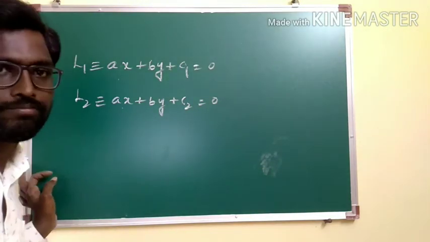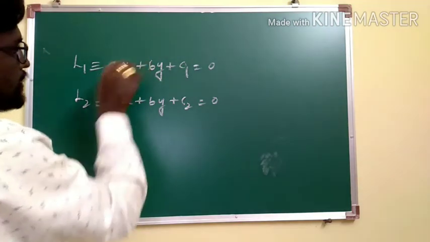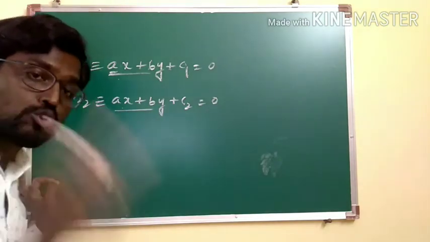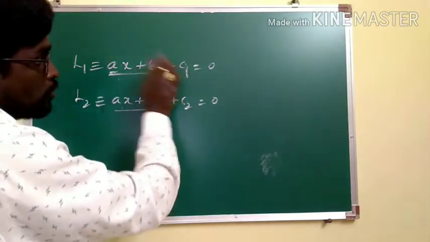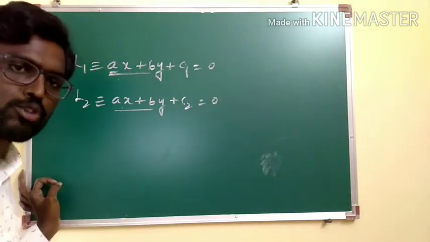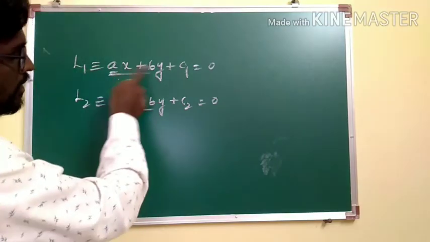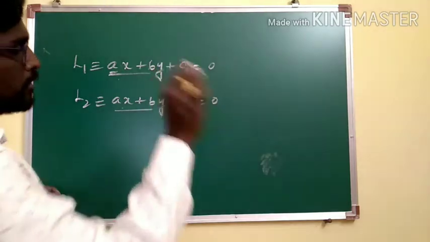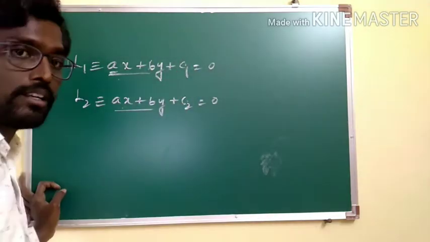I have said a number of times that if the lines are parallel, their slopes are equal. What is the slope of line 1? Minus a by b. What is the slope of line 2? What should be the slope of line 2 for this line to be parallel to the other line? The same slope. So that's the reason these two terms won't change. The same terms will be there, but they differ by only constants. If these constants are also equal, then what do we say?